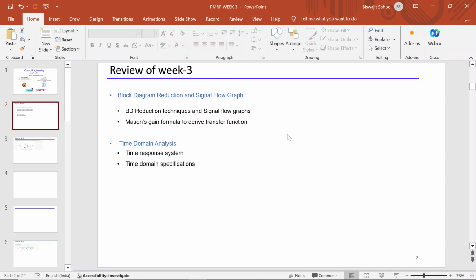It has also covered time domain analysis, how the system responds to various types of input. There are some standard inputs like impulse input, step input, and parabolic input, and how the system behaves when these inputs vary. Also time domain specifications, like how a first order system behaves compared to a second order system, its settling time, rise time, delay time, and peak overshoot. All these things have already been covered.